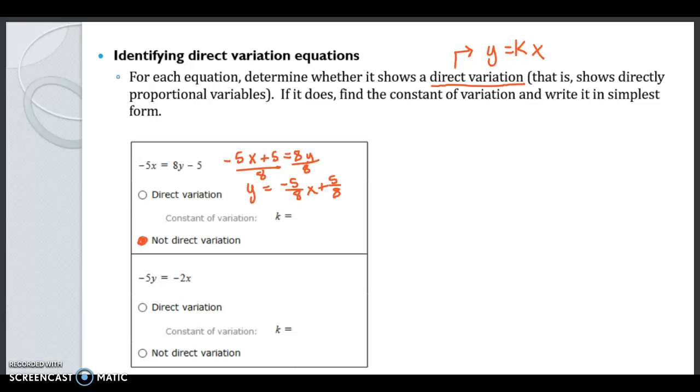For the next one, if I were to solve for y, because I want to get y by itself, since that's what my direct variation equation is, we get y equals 2/5 times x. Now this looks just like y equals kx, with k being 2/5. So here we have direct variation and k is 2/5. That's all we do for identifying direct variation equations.